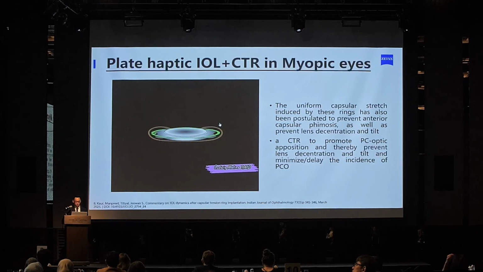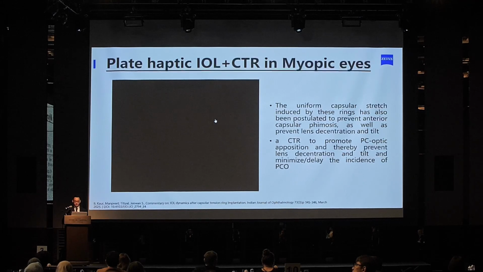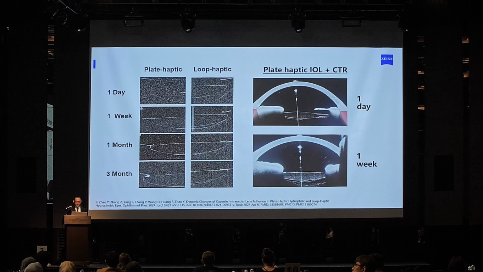And also the CTR will promote PC optic apposition, so the effective lens position is achieved faster and the incidence of PCO is delayed. We can see that in Zhang et al. on the left, the loop haptic has a final apposition around 3 months, but the plate haptic is faster, around 1 month. And then I tried to evaluate my personal data.